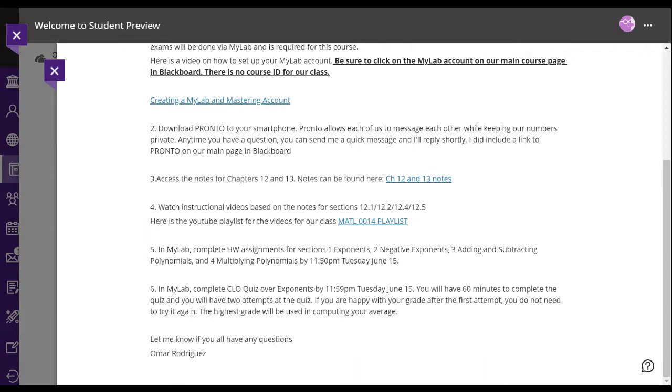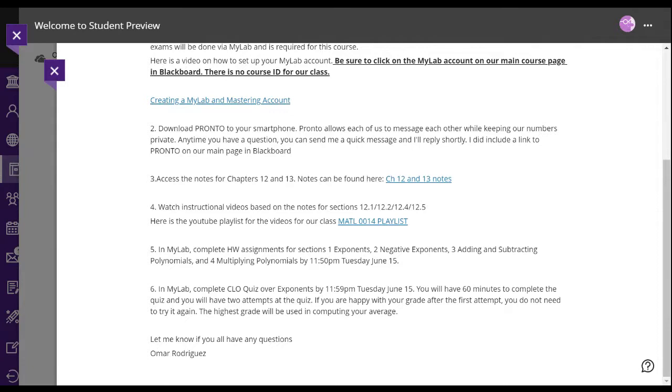As far as the quiz is concerned, guys, once you start the quiz, you have 1 hour to complete it. If you're happy with your grade after you finish the quiz, you don't need to do anything else. You'll see your grade immediately. It'll tell you how you scored.